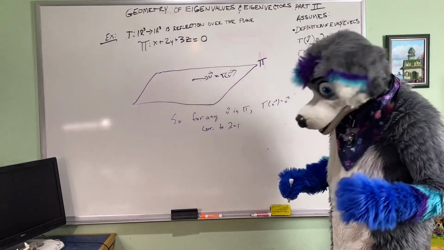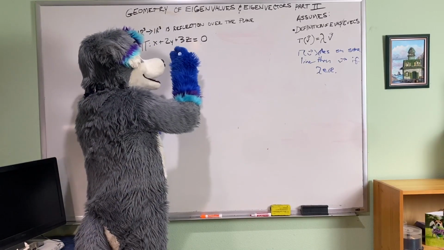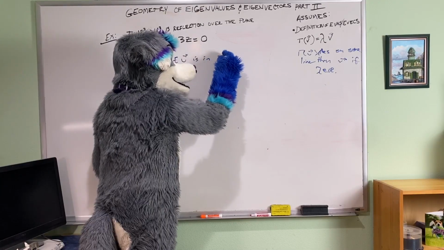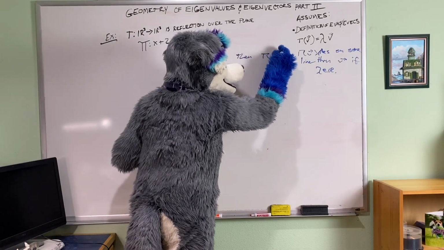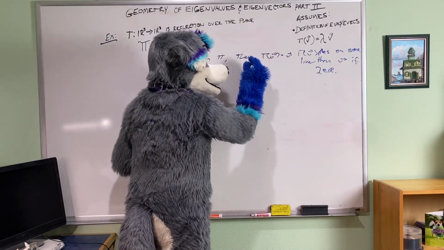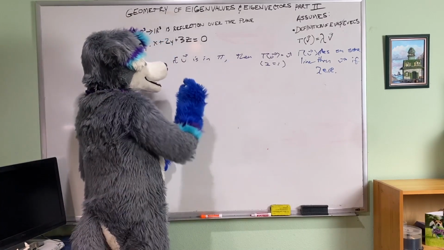So let's do that really quick. So hopefully you have it. We don't really need the picture right now. We just need that if V is in the plane, then T of V equals V. And so then we found our eigenvalue equal to 1. So now we want to compute these eigenvectors.